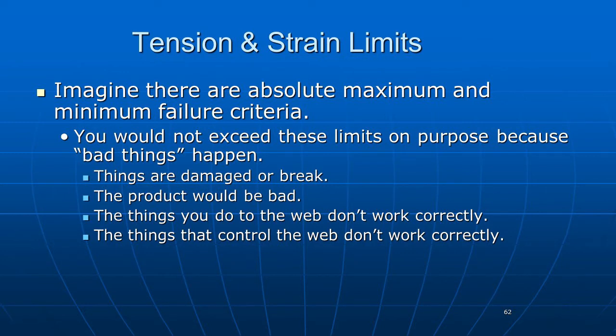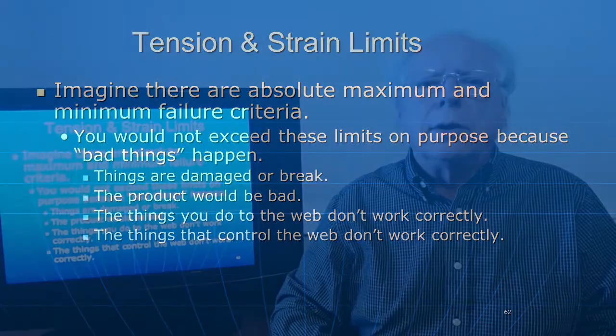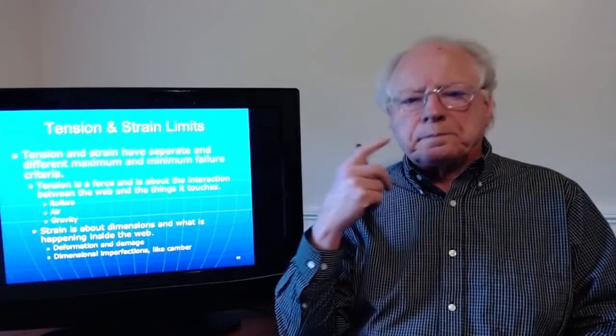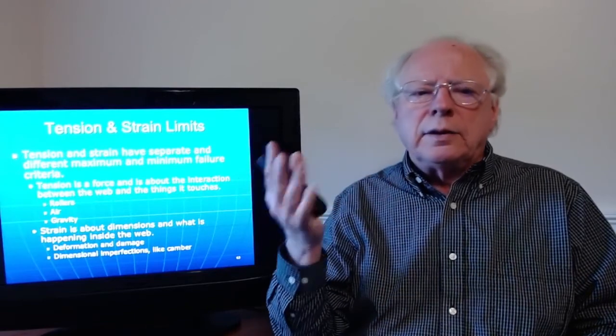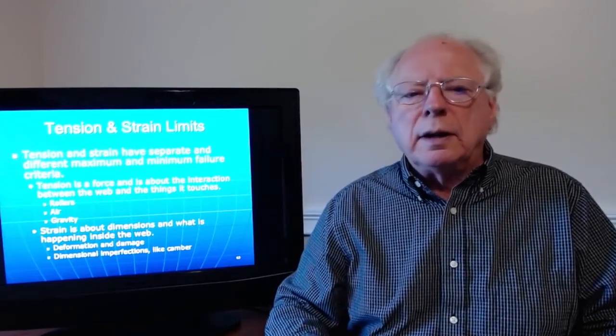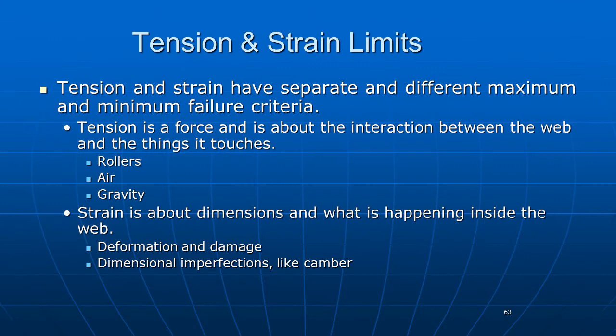And so we're going to identify those, or at least as well as we know how. Then we're going to keep in mind that tension and strain have separate criteria for their maximum and minimums. Tension is a force. It has to do with how the web touches things. Strain is about dimensions and what's going on inside the web.